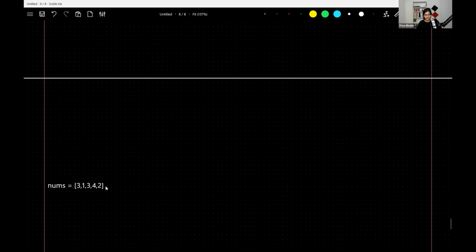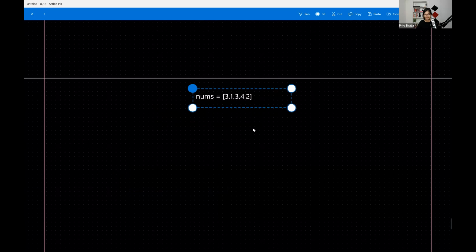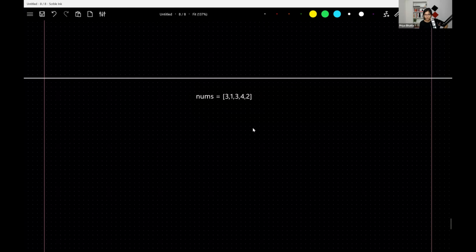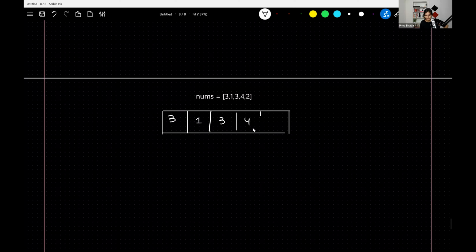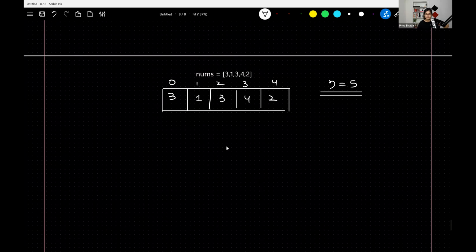This array we have. So in this case, let's try to design this. 3 is there, 1 is there, 3 is there, 4 is there, 2 is there. Indexes 0, 1, 2, 3, and 4. Number of elements we have is 5, right?